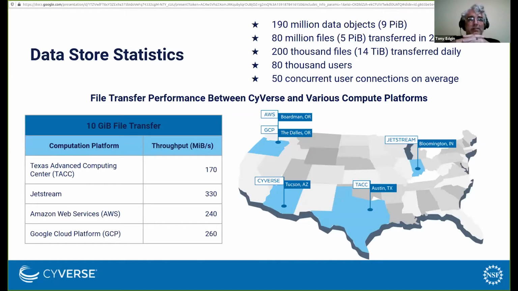Currently the data store holds about 190 million objects with 80,000 users. It's fairly busy, with 50 concurrent user connections on average at all times, and we get about 200,000 files uploaded daily. Over the years, we've been working on improving our large file data transfer performance. As people at iRods can attest, we've bugged them greatly. Anyway, we're happy to say that our numbers have come up to satisfactory levels, and actually fairly impressive for us, like the Jetstream number.